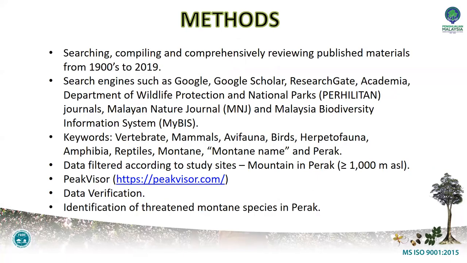In this preliminary study, we focused on obtaining secondary data through searching, compiling and comprehensively reviewing published material from the 90s to 2019, where search engines such as Google, Google Scholar, ResearchGate, Academia, Perhilitan journals, Malayan Nature Journal and Malaysia Biodiversity Information System, MyBIS, were used, with keywords such as vertebrate, mammals, avifauna, birds, herpetofauna, amphibia, reptiles, mountain, and Perak.